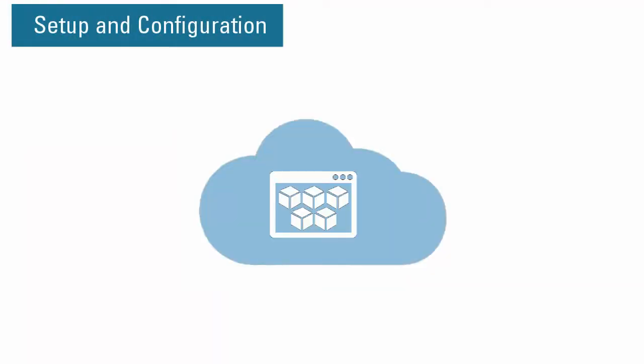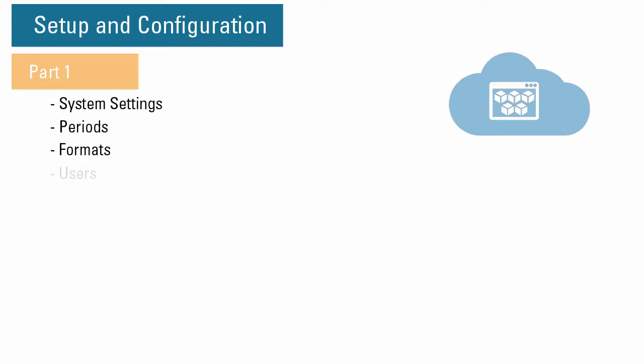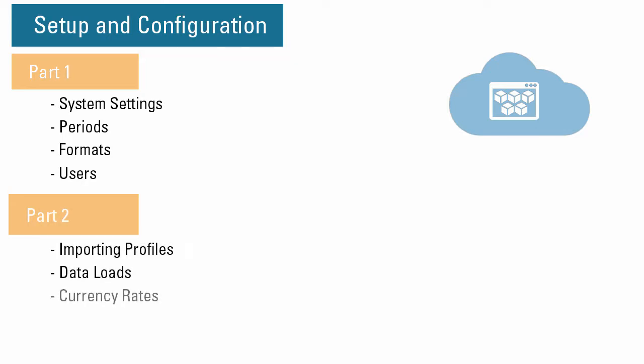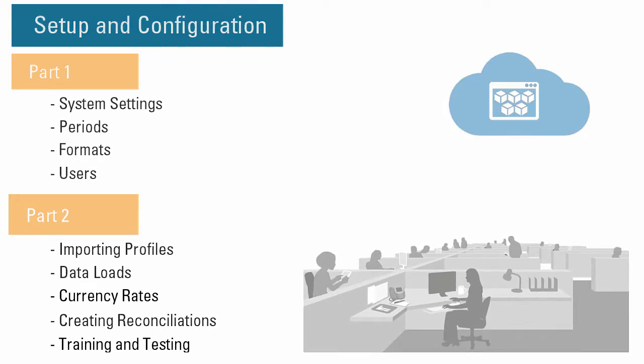In this two-part overview, we'll highlight the setup and configuration that must be completed by an administrator before reconciliations can be performed. In Part 1, we'll look at configuring system settings, periods, formats, and users. In Part 2, we'll discuss importing profiles, configuring data loads, importing currency rates, and creating reconciliations for a period. We also discuss opening the requirements for training users and completing acceptance testing.